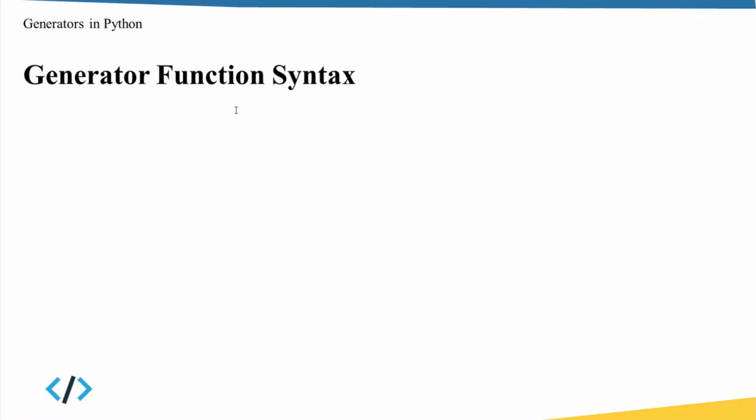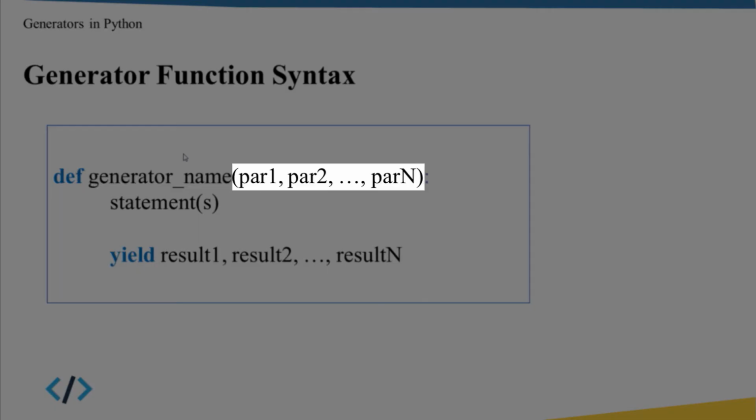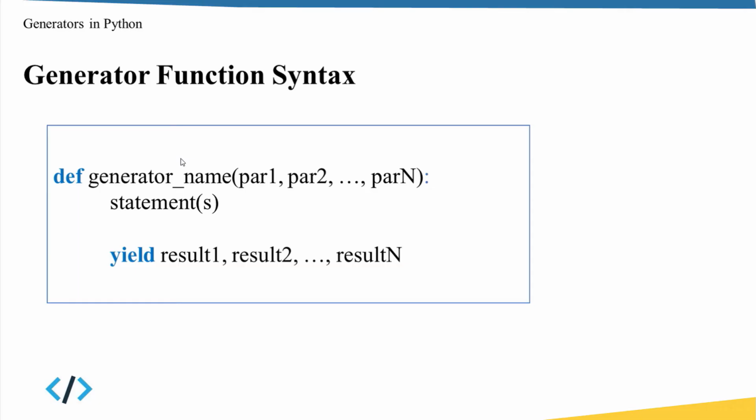Now let's talk about generator function syntax. It's the following. As you see, a generator function is very similar to a traditional function, in which I use the def keyword to define the generator, then I put the generator name, then the list of parameters, then one or multiple statements with indentation at the beginning, then I use the yield statement. And this is the main difference in syntax between a traditional function and a generator function. As you see here, I use the yield keyword to return a value from the generator function. Now let's move to the PyCharm IDE to understand more about generator functions.